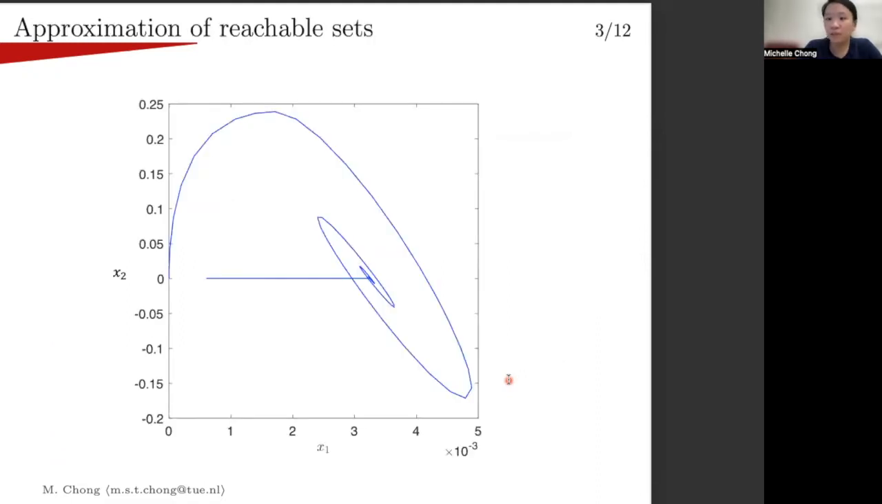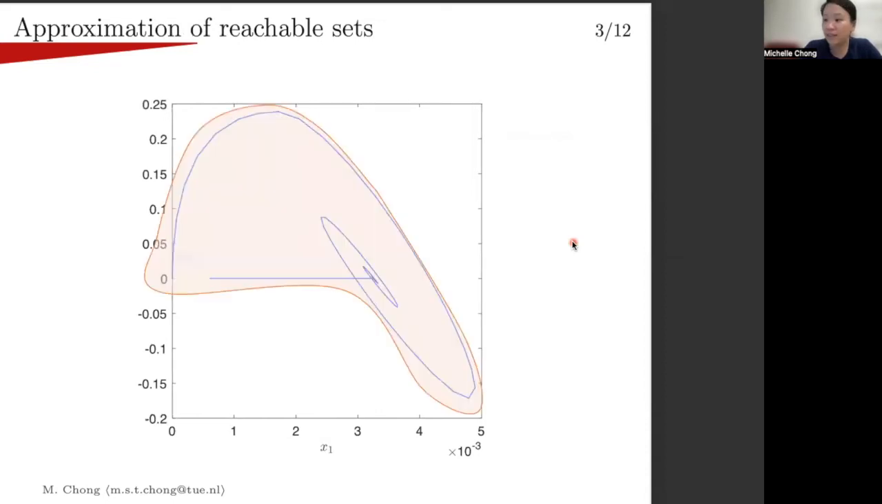For example, this plot right here depicts the reachable set of a dynamical system with initial conditions starting from the origin, and for all inputs within a compact set. We could perform over approximations of the reachable set to ensure that we have no false negatives. That is to say that there are no states belonging to the true reachable set, but not to its approximation, which is the one shaded in orange.